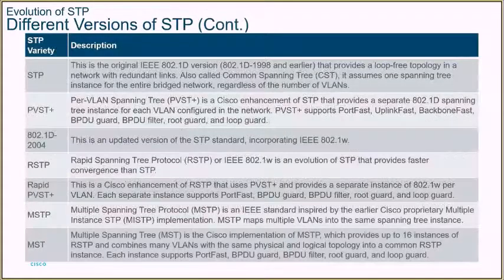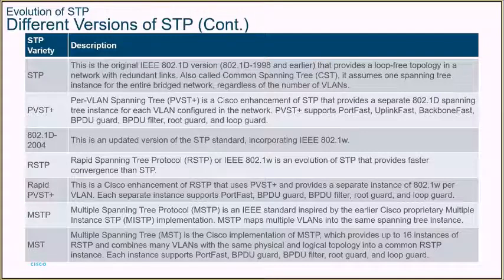Okay. So STP, of course, came out first, and basically it refers to the version from 1998 or earlier. It's also called common spanning tree. It assumes one spanning tree instance for the entire bridge network, regardless of the number of VLANs. Then there's per VLAN spanning tree plus. It's a Cisco enhancement of STP that provides a separate 802.1D instance for each VLAN.